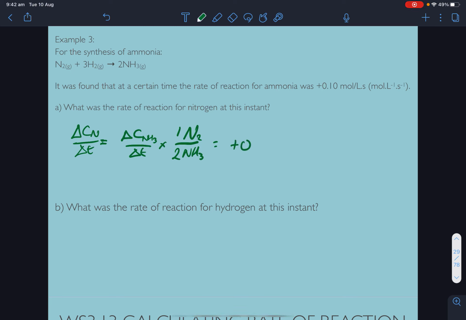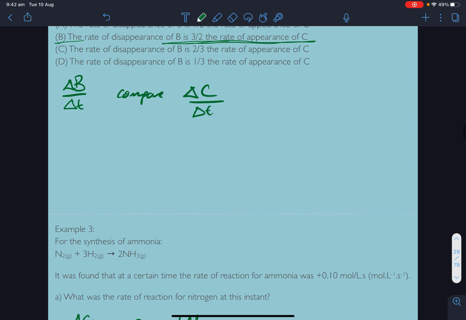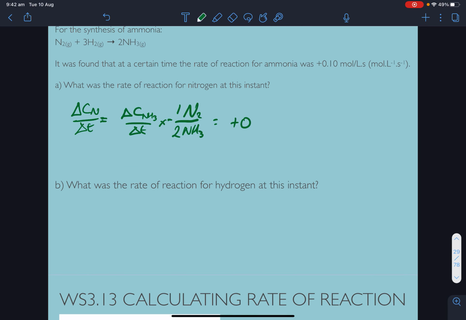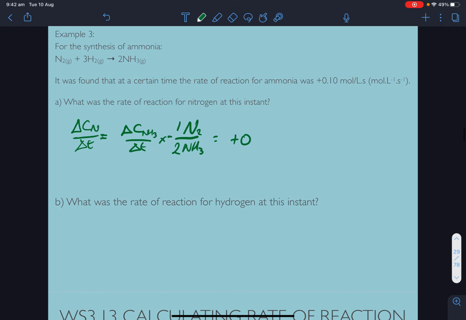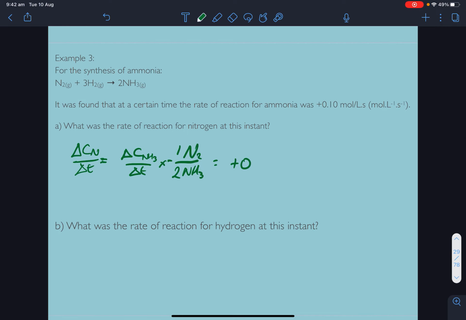Okay, but it's going to be minus, isn't it? It's going to be a minus in there because it's disappearing. So let me get rid of that positive. That's going to be a negative 0.10 moles per litre per second times a half, which equals 0.05 moles per litre per second. So negative 0.05 moles per litre per second.